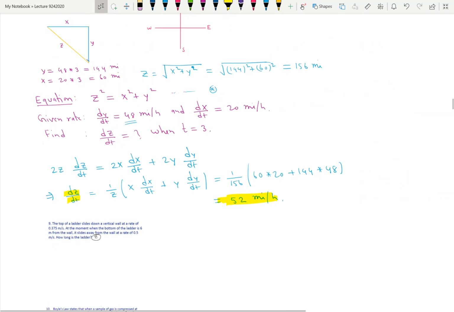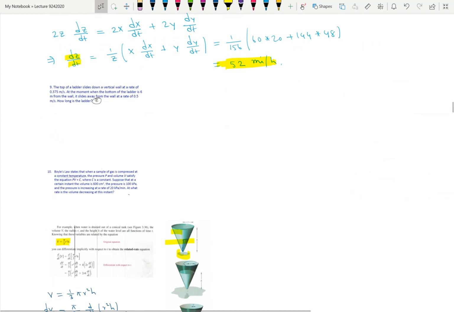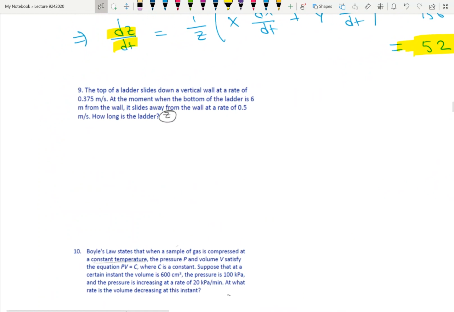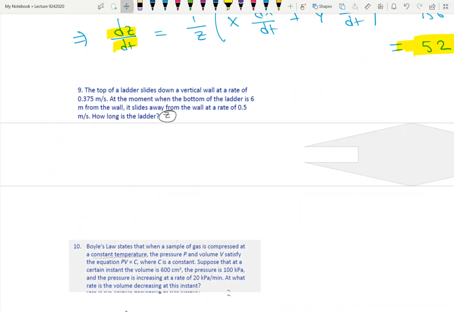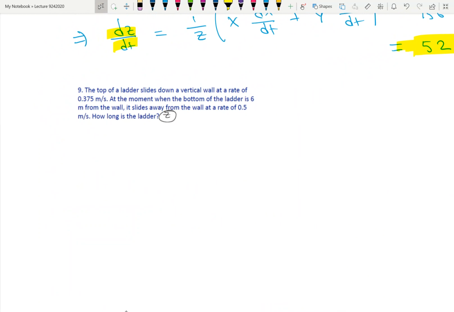Now we can discuss the next problem. The top of a ladder slides down a vertical wall at a rate of 0.375 meter per second. At the moment when the bottom of the ladder is 6 meters from the wall, it slides away from the wall at a rate of 0.5 meter per second. How long is the ladder?